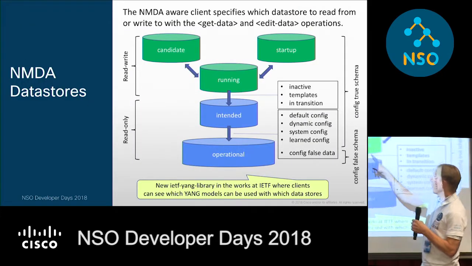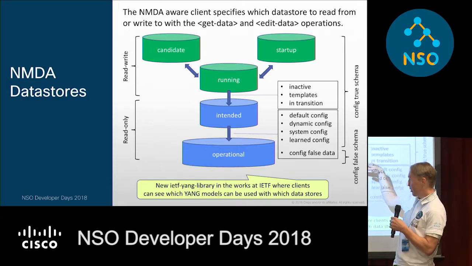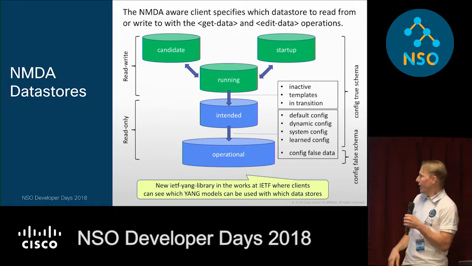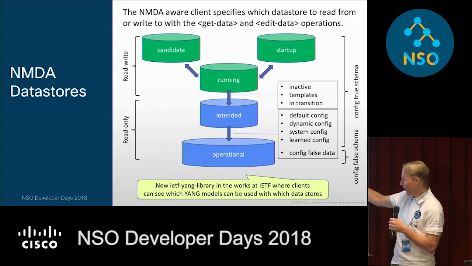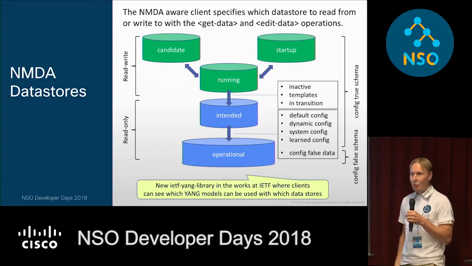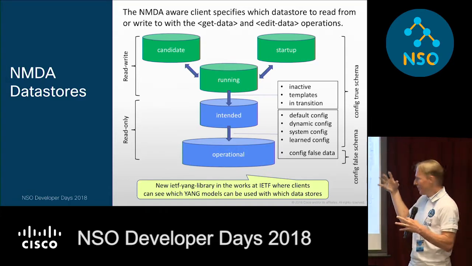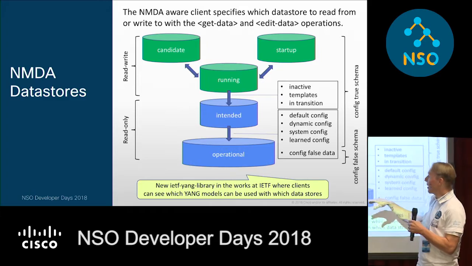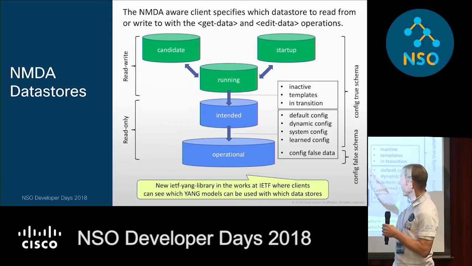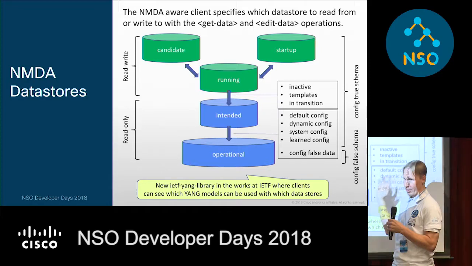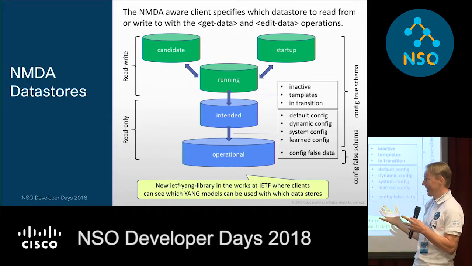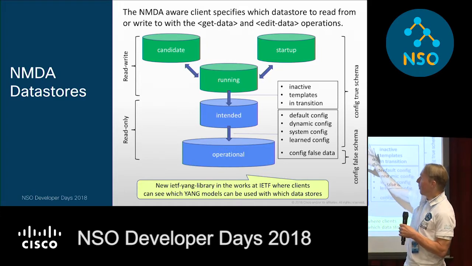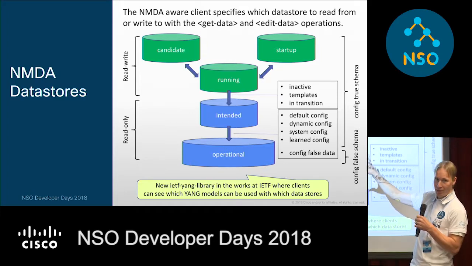You have the candidate and running and startup that we had before, but there's also now something called intended and operational. And plus, you can add as many more as you want. And a few of them are default, dynamic, system, learned, and you can add more. So you can ask for the same model data, but from all these different perspectives now. But of course, you only have to support running and operational now. All the others are optional. But for systems that are a little bit more complicated, you can have all these data stores. These green ones here up on top, they are the normal config kind of data stores.